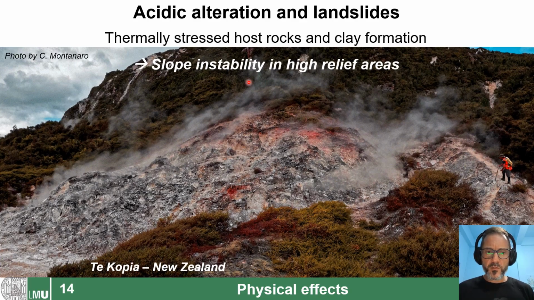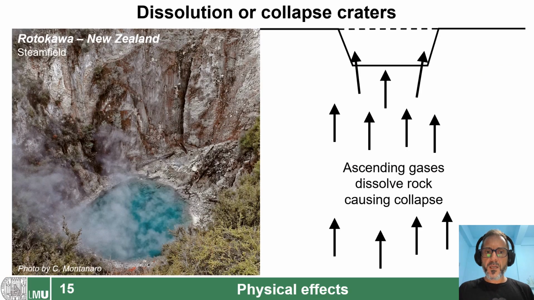And what is remaining nowadays is also this quite spectacular and fuming landscape. Returning to Rotokawa, here's an example of a dissolution or collapse crater. In this case, the intense leaching of material just above the groundwater table likely created a subsurface cavity below the ground. So basically you have ascending gases which start to dissolve the rocks below.